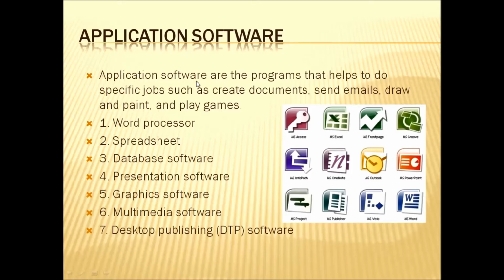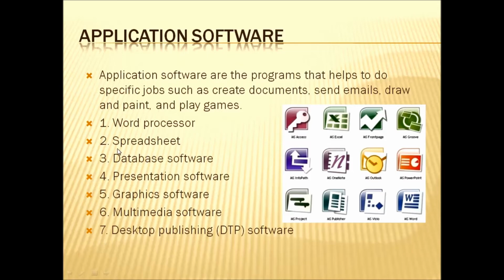Application software are the programs that help to do specific jobs such as create documents, send emails, draw and paint, and play games. Application software are used to do some specific jobs in your computer system. Understood? These are the application software used in your computer system. The first one is word processor. Word processor is used to work with text. For example, if you want to create any document or type any letter, we can use word processor. Most commonly used word processors are Microsoft Word and WordPad.